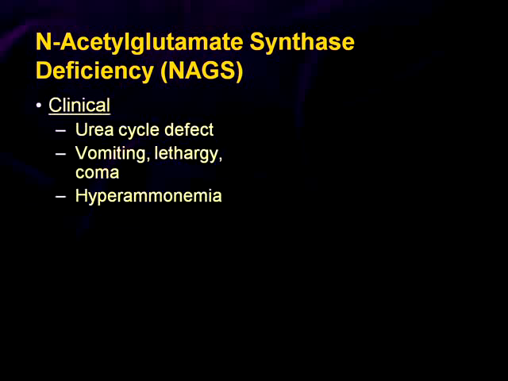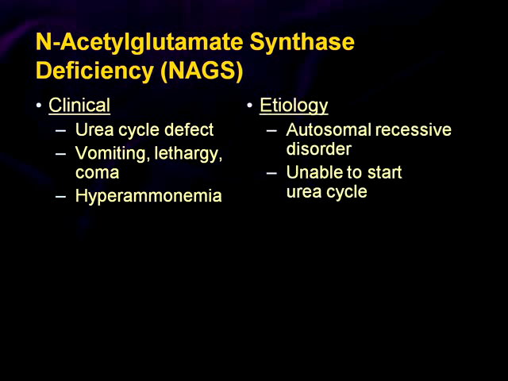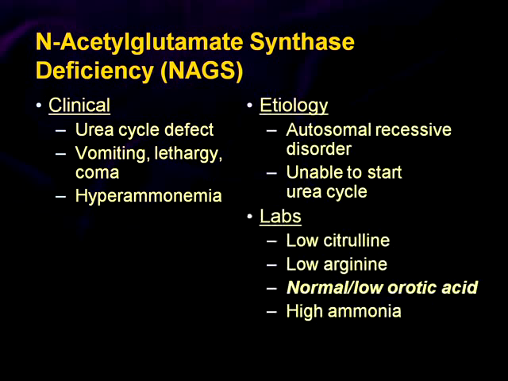NAGS is going to look very similar. N-acetyl-glutamate synthetase. This is going to be very redundant for a little while. Urea cycle, vomiting, lethargy, coma, hyperammonemia. Autosomal recessive, and you can't start your urea cycle. Low citrulline, low arginine, normal to low orotic acid, and a high ammonia.